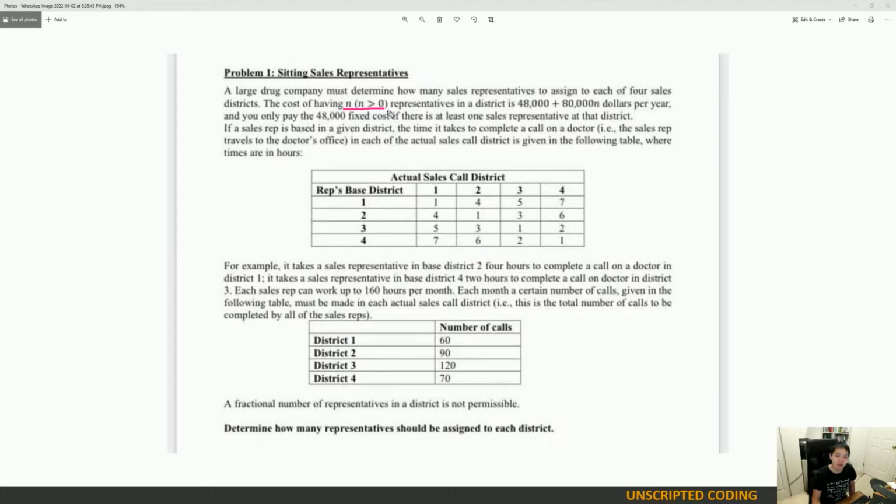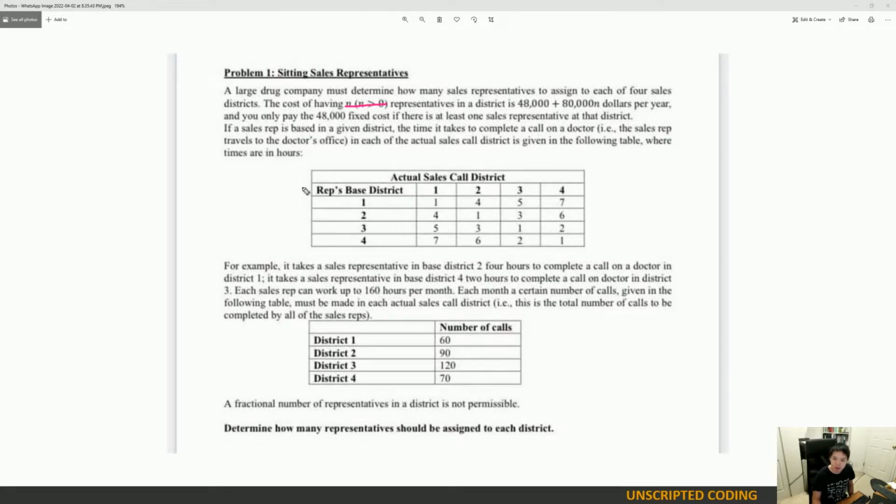N greater than 0. It suggests to me, at least this little bit right here, that you have to have greater than 0 representatives, 1 or more. But I think that has to be a typo, because you only pay the fixed cost if there is at least one sales representative at that district, meaning that they have contemplated situations where there are 0 in certain districts and a number of individuals in other districts. So I'm just going to ignore that for now. I don't think that applies.